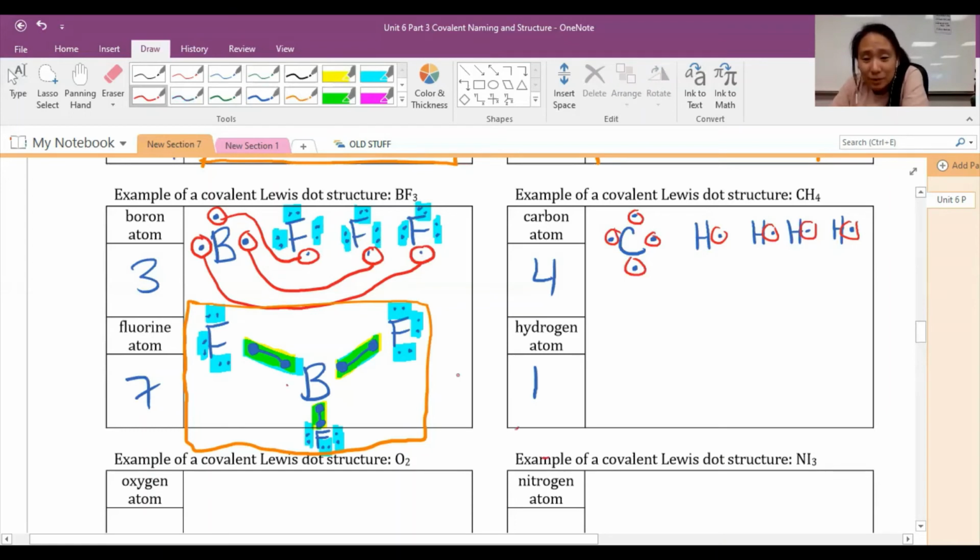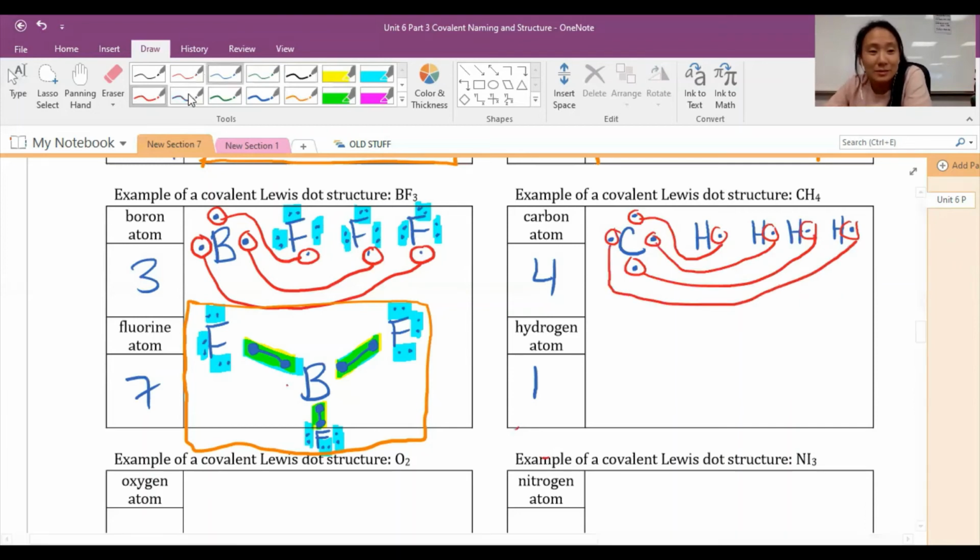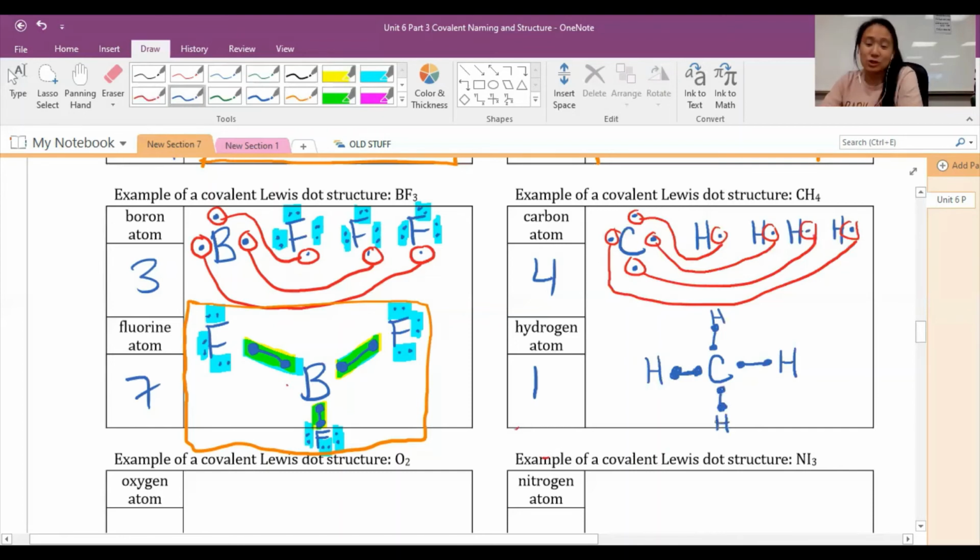So here, you have to connect them all. So they get connected, they get connected, they get connected, and these get connected, okay? Ugly connections, so let's redraw it. Carbon is going to get connected to a hydrogen, hydrogen. I draw it like this so you know that one of the electrons from carbon is being shared with one of the electrons of hydrogen.